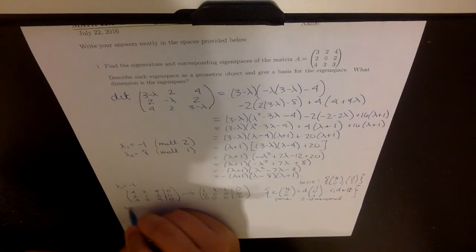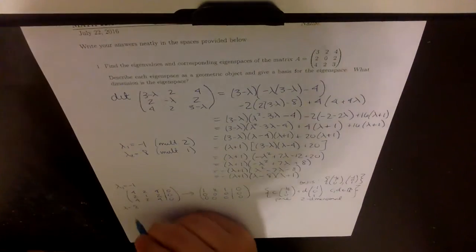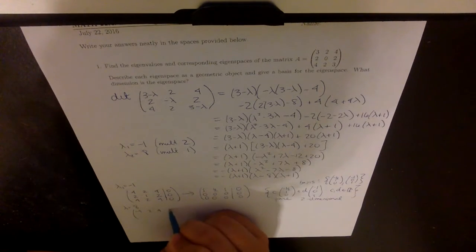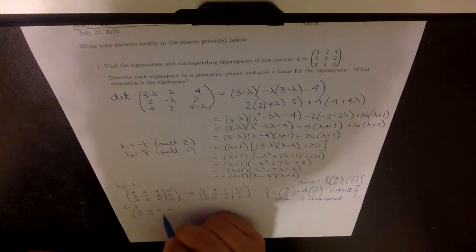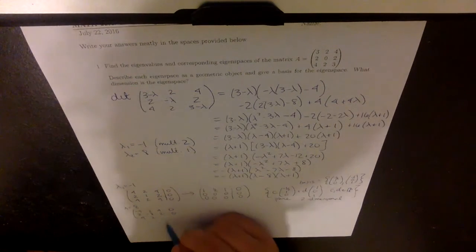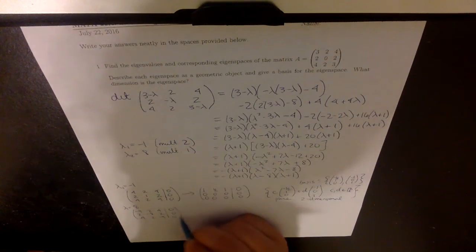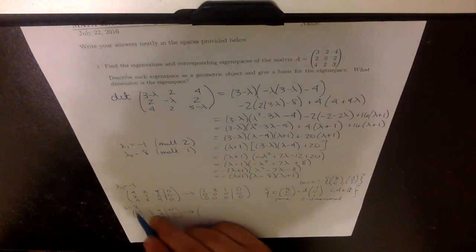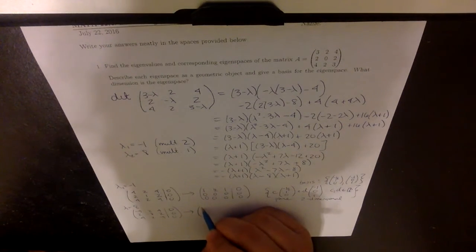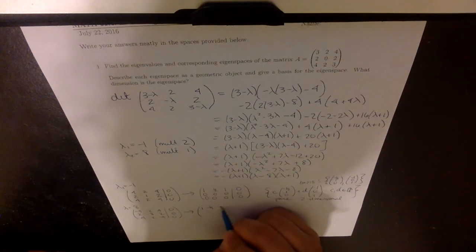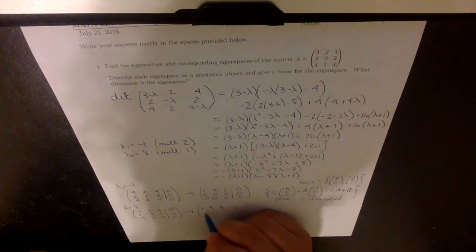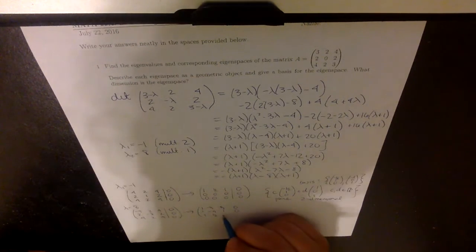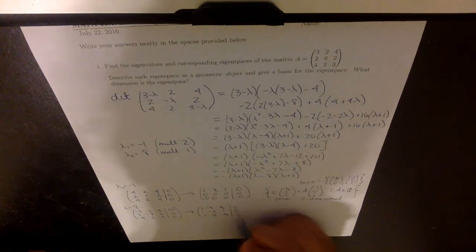Okay, so now for lambda equals 8, I subtract 8 from the diagonals. I get minus 5, 2, 4, 0, 2, negative 8, 2, 0, 4, 2, negative 5, 0. Okay, just to start off, I'm going to divide each of these rows so that there's a 1 in the first entry. So I get 1, negative 2/5, negative 4/5, 0, 1, negative 4, 1, 0, 1, 1/2, negative 5/4, 0.